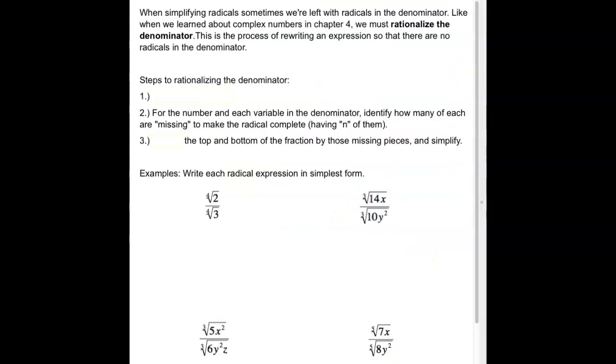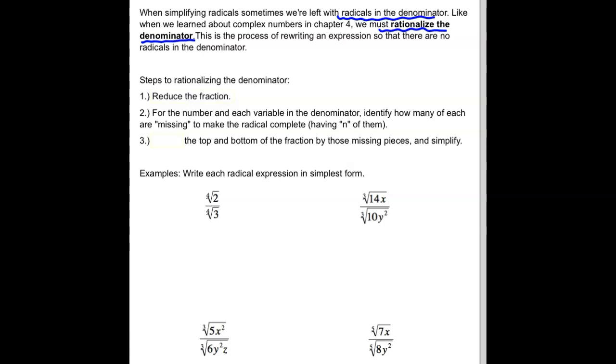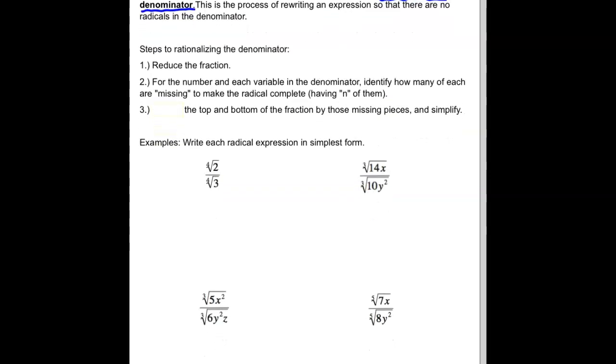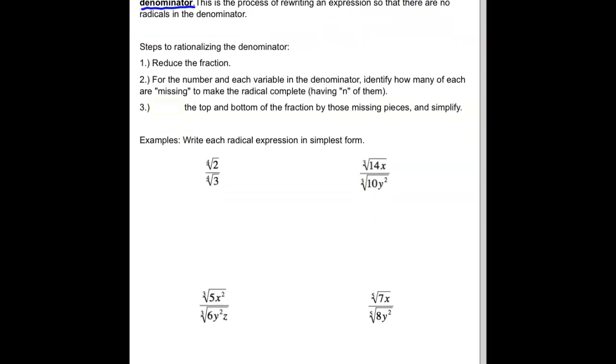When simplifying radicals, sometimes we're left with radicals in the denominator. When we have that situation, we have to do something called rationalizing the denominator. It's a process of rewriting an expression so that there are no radicals left in our denominator. So our first step is to reduce the fraction. Maybe we can get rid of some of the stuff and end up with no denominator at all.